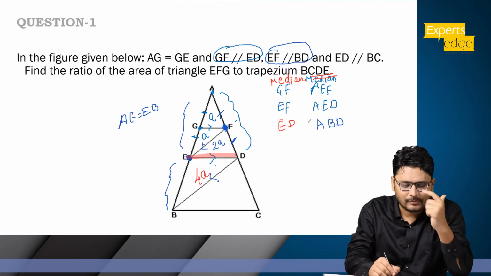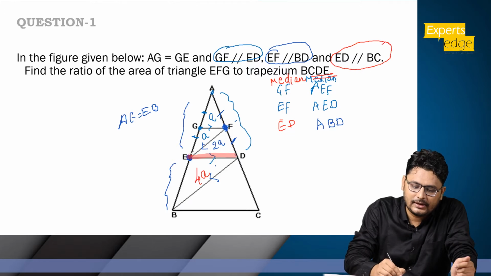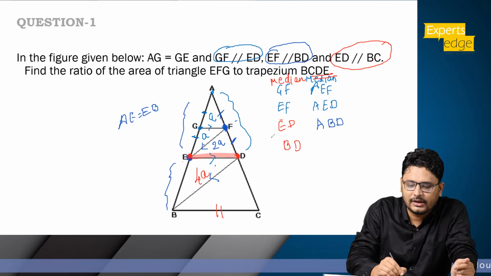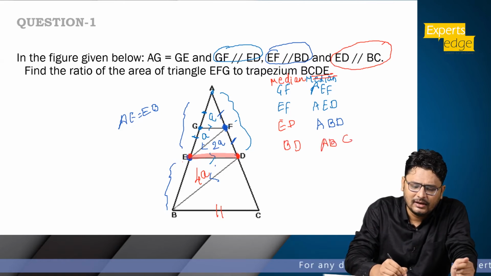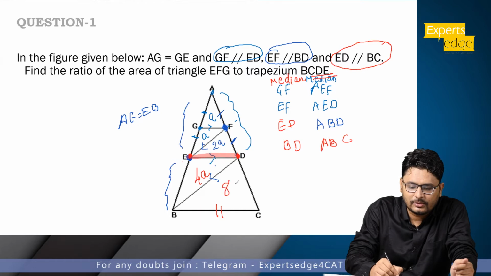Okay, now the last parallel line, see, ED is parallel to BC. If ED is parallel to BC, that means if my E is a midpoint here, then the point it connects on the other side, D, should be a midpoint. That means AD should be equal to CD and BD will be median. So BD will be median in triangle ABC. So I can say BD is my median. So if this area is 2A, 4A and 8A, then this will also be equal to 8A.